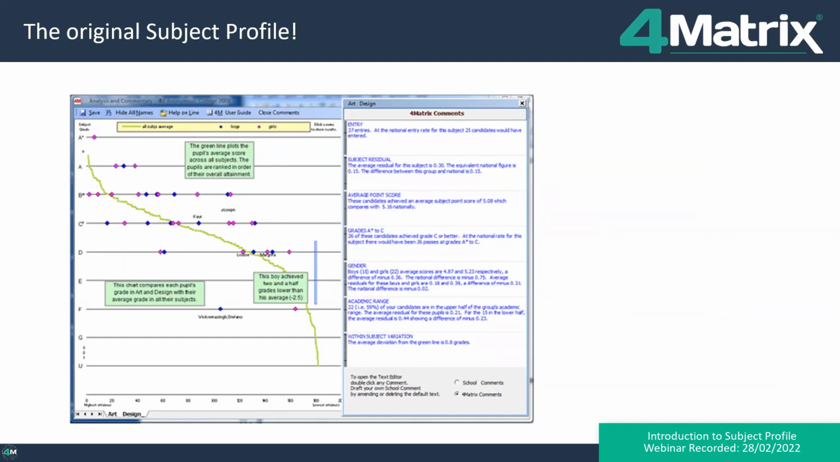But the reason why it was the original tool is it's such a powerful thing to use. Very, very useful for identifying, as I said, that in-school variation. Schools can quickly identify pupils, subjects, and groups that may be in need of analysis, either for intervention purposes or to identify what is working well.